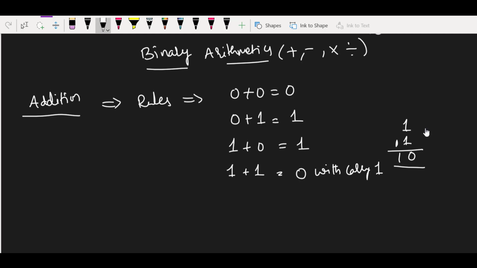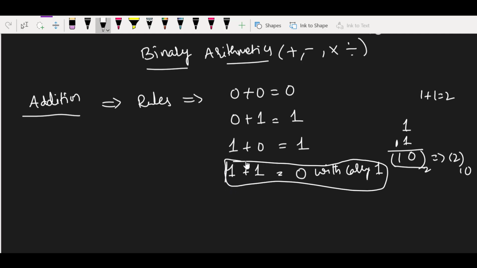That means when you add 1 plus 1, usually 1 plus 1 will be 2. So if you look at this 1 0, 1 0 in binary is nothing but 2 in the decimal equivalent. So that's why we write it as 1 plus 1 will be 0 with a carry 1. This is the most important point for the binary addition. Now we'll take a simple example and try to add two numbers.